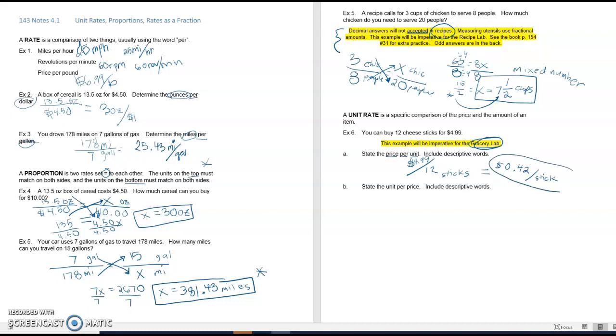Now, the very last example, I've got 10 seconds. Okay, it says unit per price. So this time 12 would go on top and $4.99 would go on the bottom. I'm out of time.